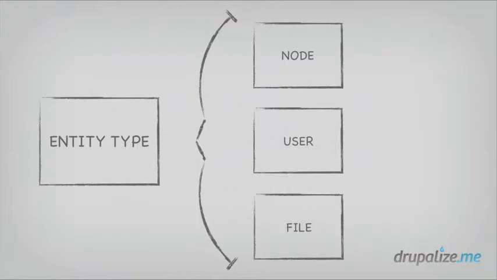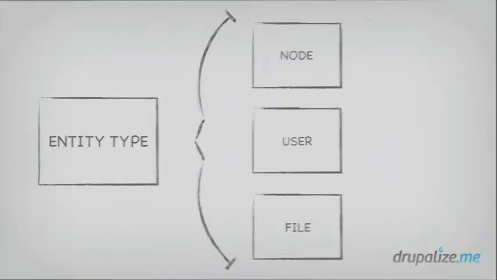So the Entity API provides us with ways to define new entity types, like node or user, or any that we can think up, or augment the existing ones by using a common set of functions and classes, which we'll be exploring throughout the rest of this series.